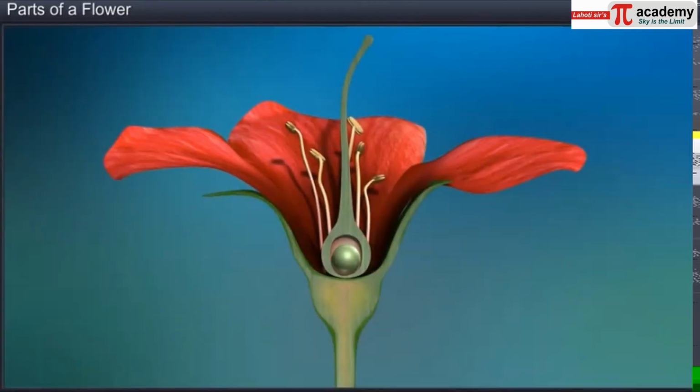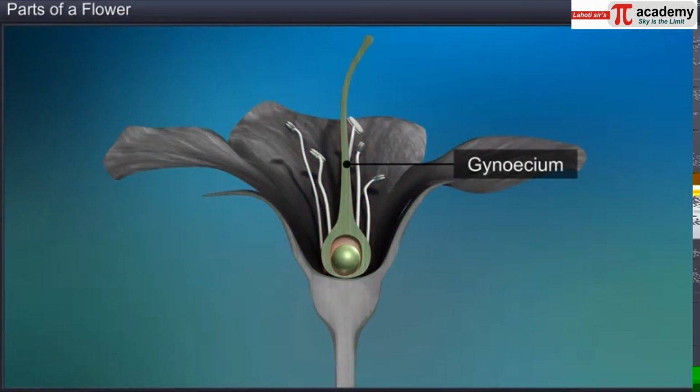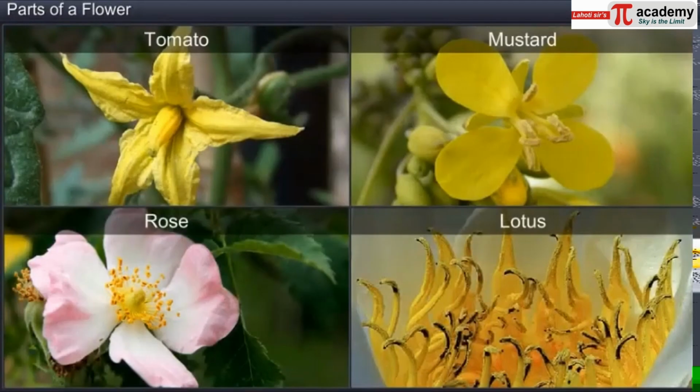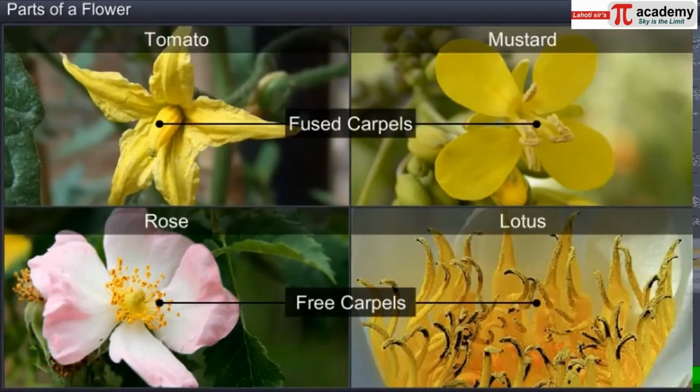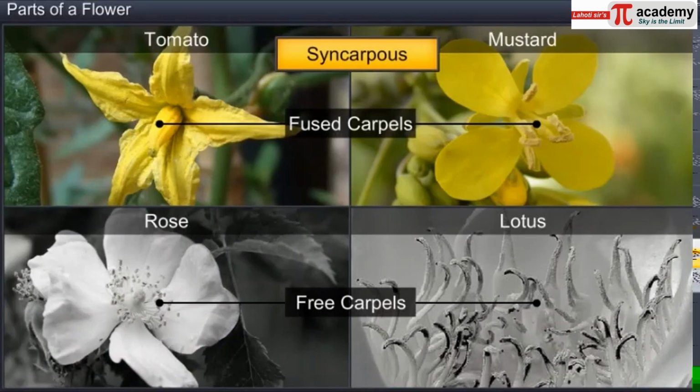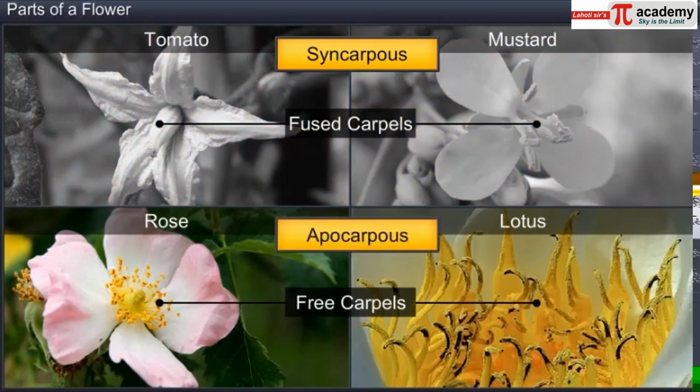Now, the innermost whorl is the gynoecium. It consists of one or more carpels, which are the female reproductive organs of a flower. The carpels can be either fused or free. For example, in tomato and mustard, the carpels are fused and are called syncarpous, while in rose and lotus, the carpels are free and are called apocarpous.